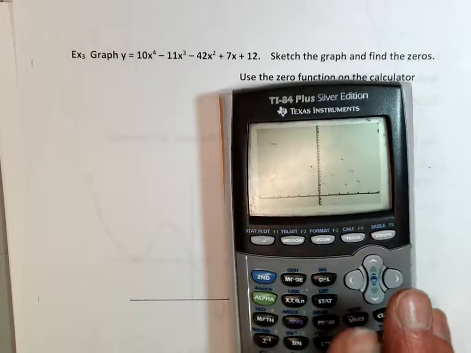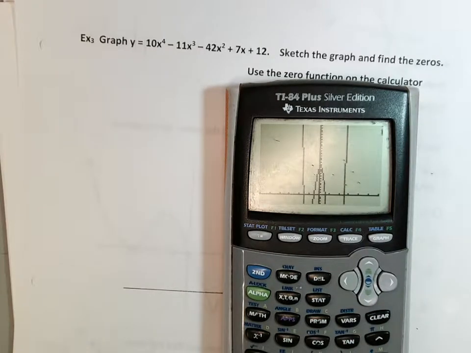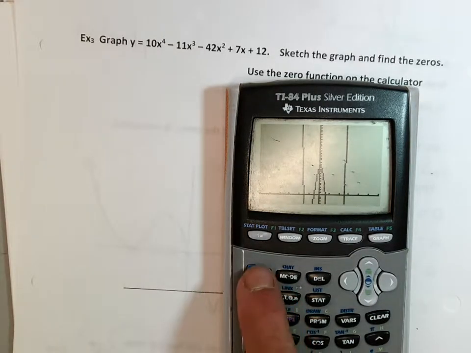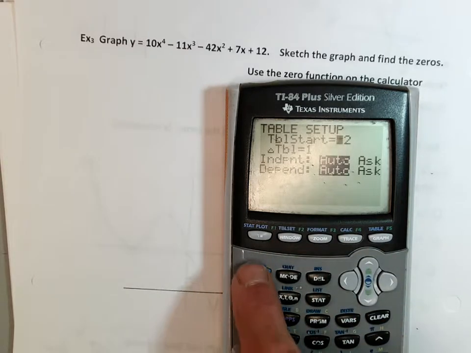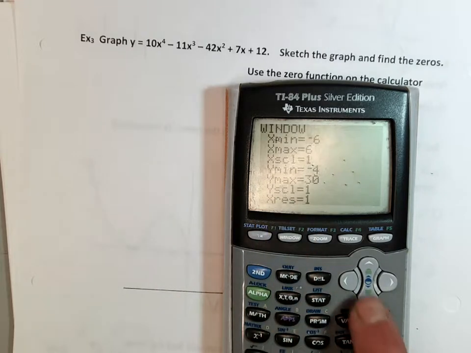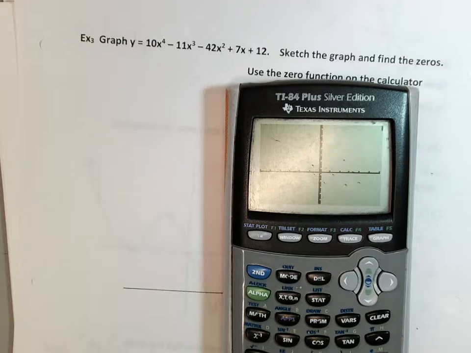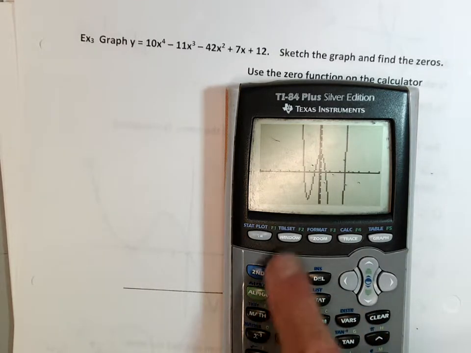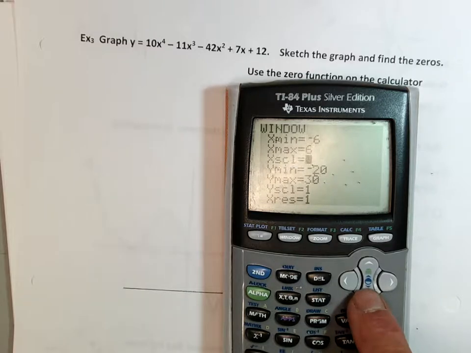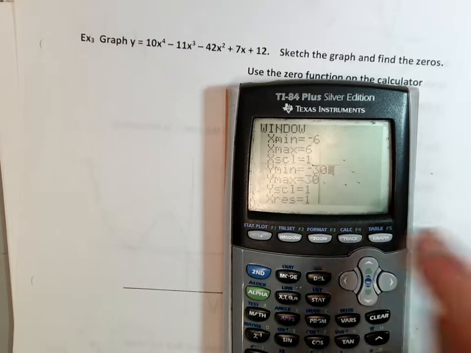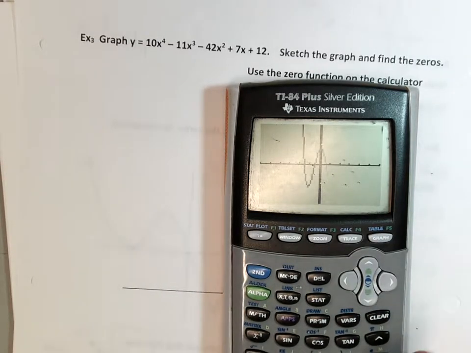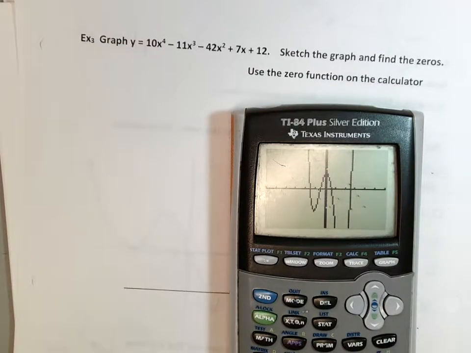Okay, and graph. So if I take a look at this graph, I might have to change my window slightly. Looks like I'm going to have to change my window. So I go to my window, make it a little bit more negative, maybe negative 20. Let me graph it now. There it is. Oh, down a little bit further, right? Window, even further down, maybe negative 30. Let's try it. Negative 30. Oh, no. Oh, even further down.